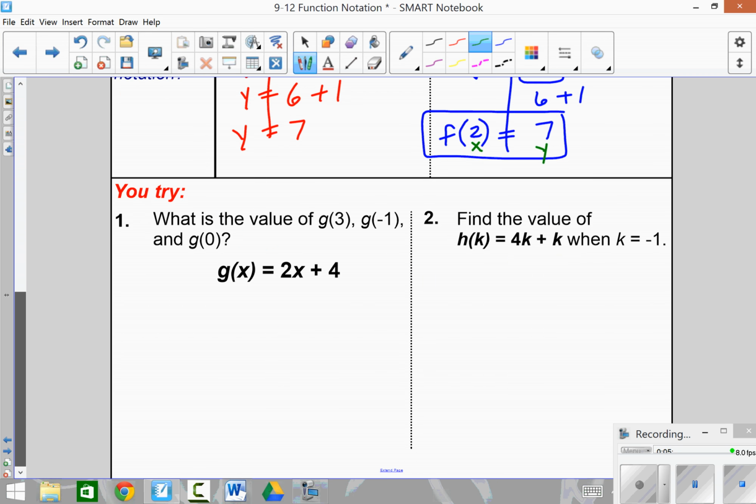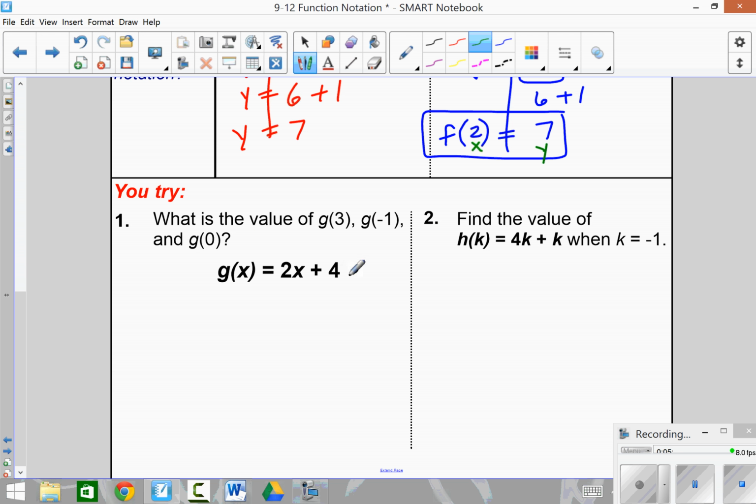So let's give some a try here. I'm going to do one with you, and then I want you to finish this off by pausing it and trying on your own and checking back. Okay? So first question says, what is the value of g of 3, g of negative 1, and g of 0, given that this is a function g of x equals 2x plus 4?